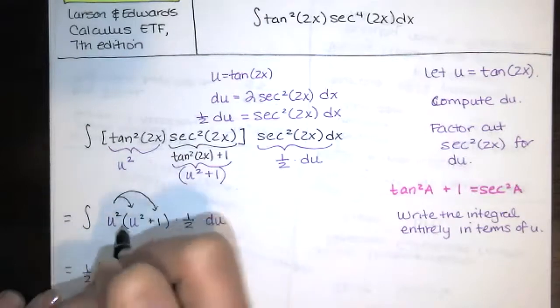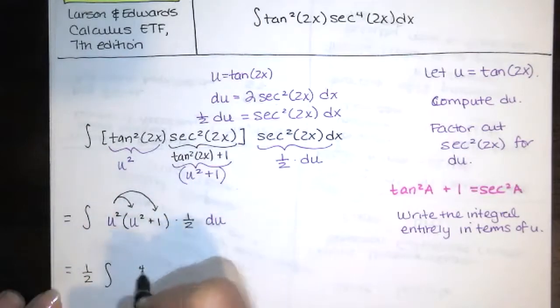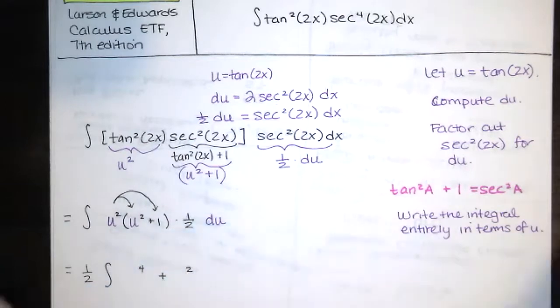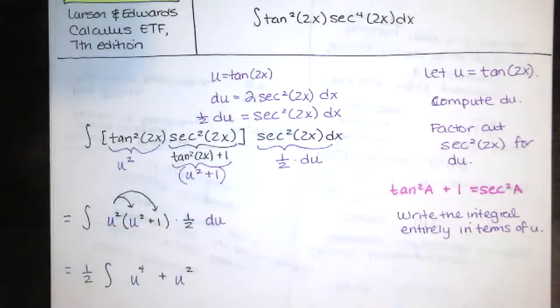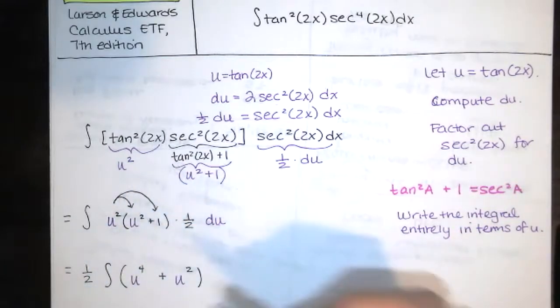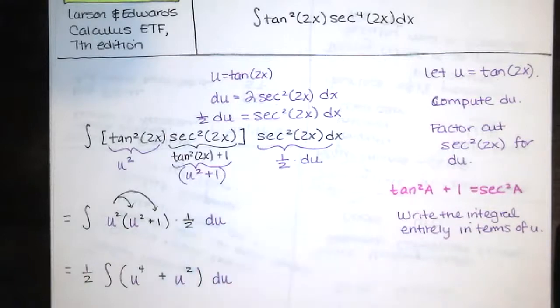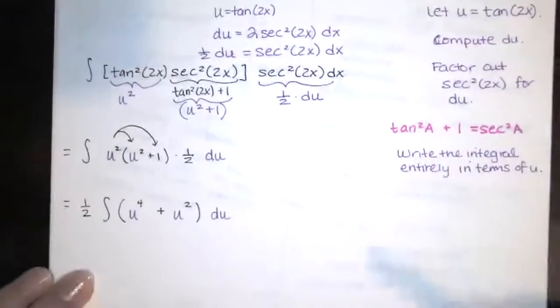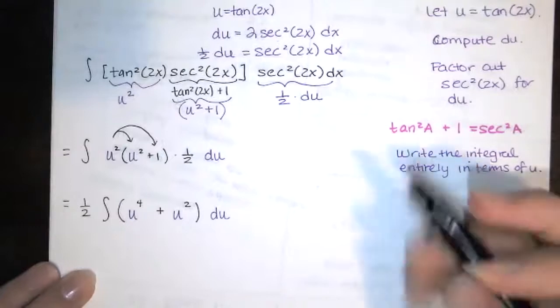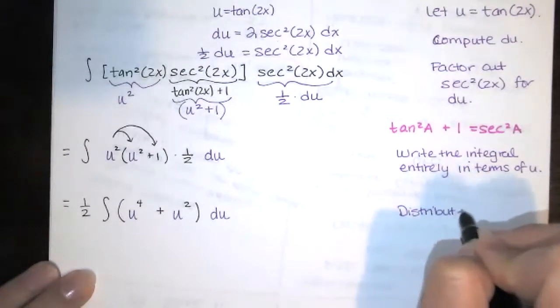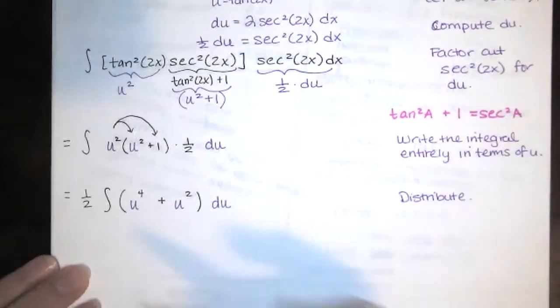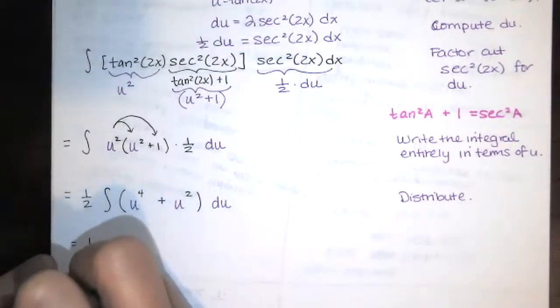So I've got 1/2 of u squared times u squared, add the exponents, that's going to be u to the 4th. And then u squared times 1 is u squared. We're multiplying all of that by du. So we wrote the integral in terms of u, then we distribute. And now we just use the power rule, easy breezy.